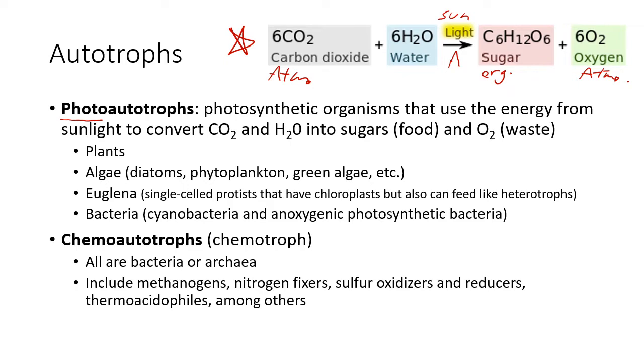The organisms that perform this are plants and some classes of algae, so diatoms, phytoplankton, green algae, euglena, which you don't need to know, and then some bacteria will do photosynthesis as well, primarily cyanobacteria. They were the original photosynthesizers. Chemoautotrophs we won't really discuss in this class much, if at all. Photoautotrophs are the ones that you do need to know primarily. But chemoautotrophs are bacteria and archaea, and they include several different types. We will talk about nitrogen fixers, but you don't really need to know that they're chemoautotrophs for that discussion.